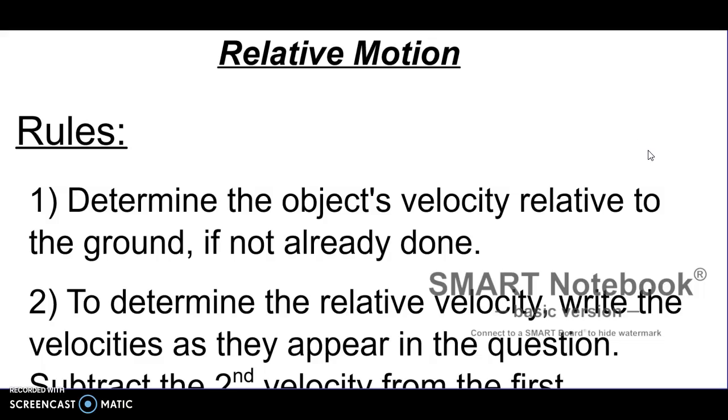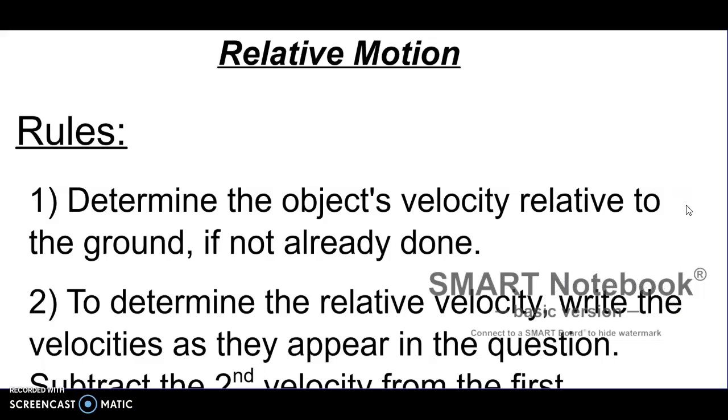Today we're going to jump into relative motion. We ended last week doing some of those river questions, and that was relative motion as well. Today we're just going to break it down even further. And I'm sorry about this watermark over here. I'm just not attached to a smartboard.